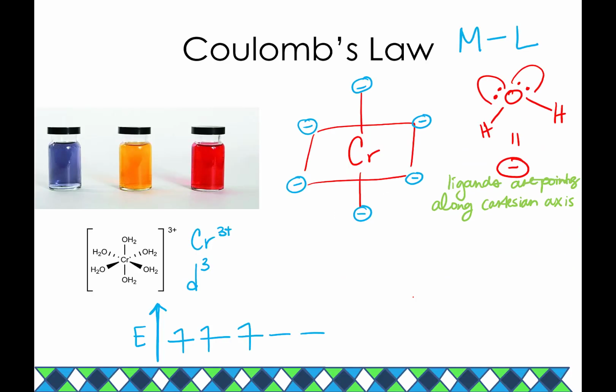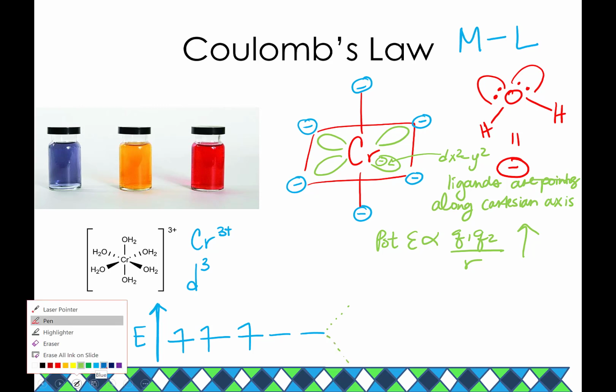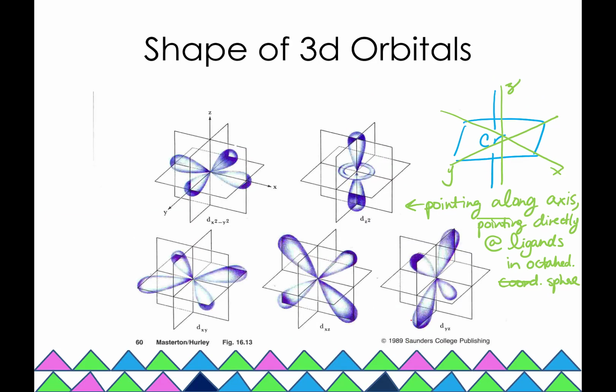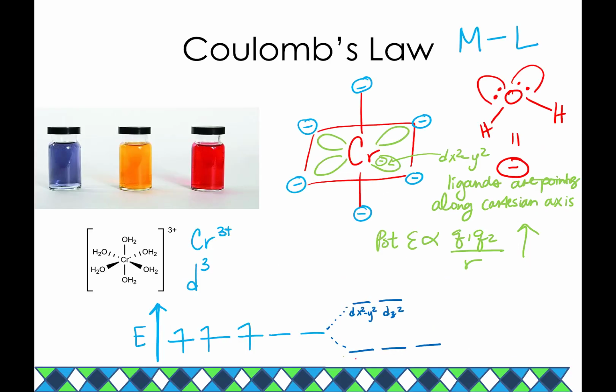When these ligands start approaching our chromium, so you can imagine, this is our dx squared minus y squared. If you think about this also as a negative point charge, as these negative point charges are pointing next to one another, the potential energy is going to increase. What happens is we get this splitting of our d orbitals. D orbitals that are higher in energy are going to be our dx squared minus y squared and our dz squared. The dxy, dxz, and dyz are pointing 45 degrees away from the ligands, so these are going to be lower in energy.